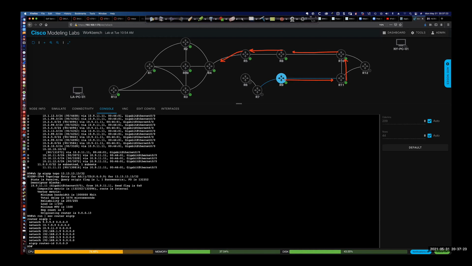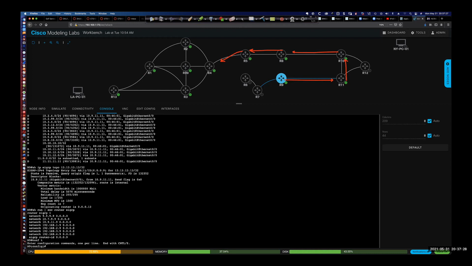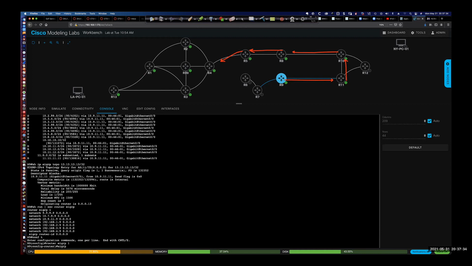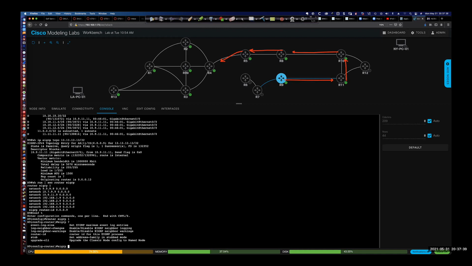So here's how we convert this seamlessly to the named mode configuration. We say router eigrp 1, and then I say eigrp upgrade-cli, but let's take a look at some of these other commands that we could add in here, right? So there's an event log. I could create the event log or manipulate the event log size. We could log neighbor changes and warnings, right? So these are things that you would want to think about implementing if you're going to implement EIGRP. But there's the upgrade CLI.